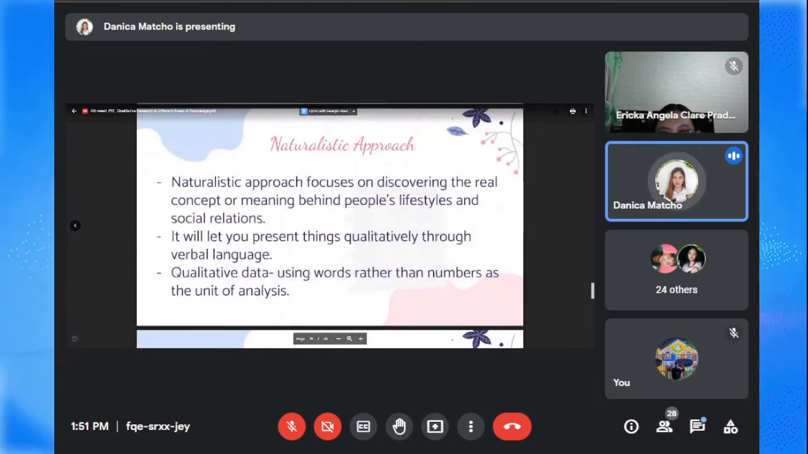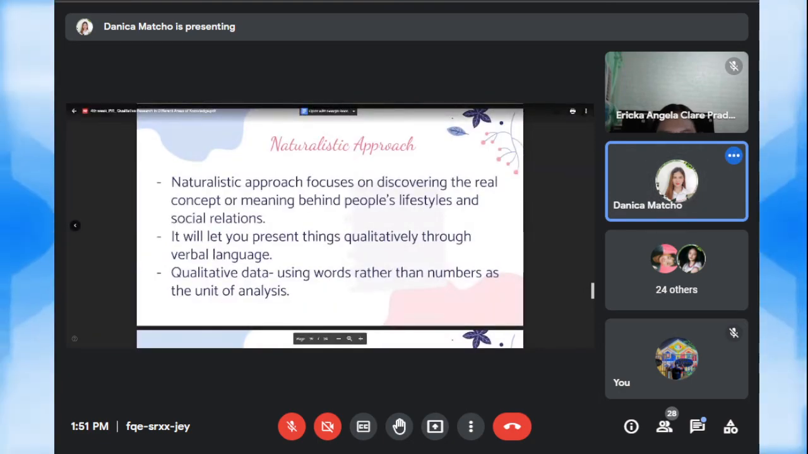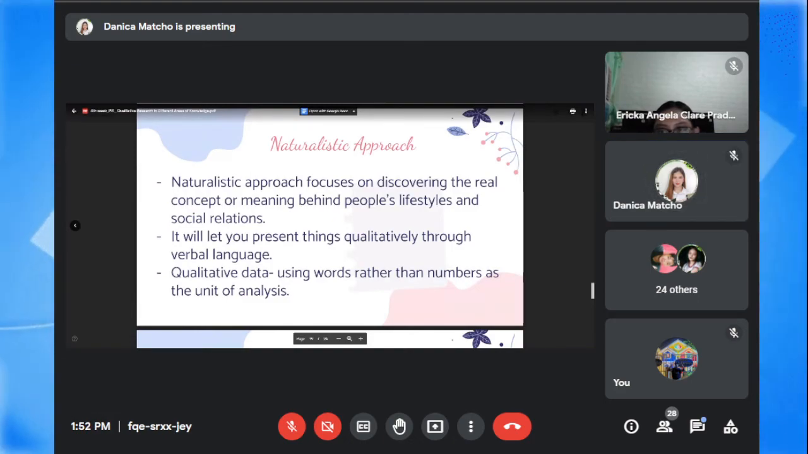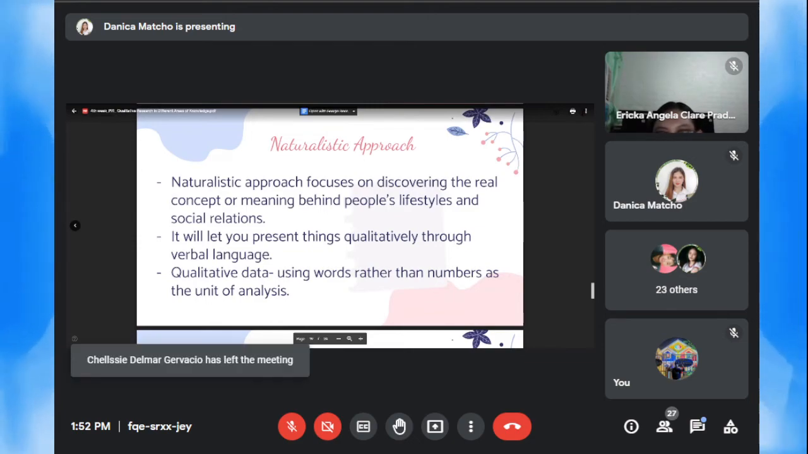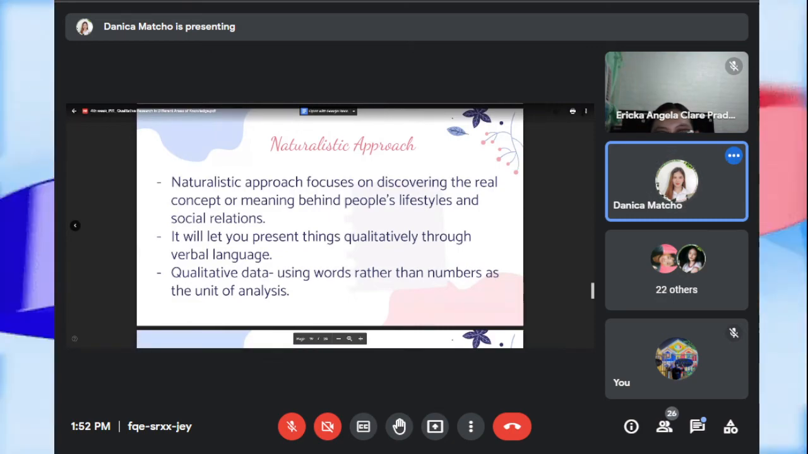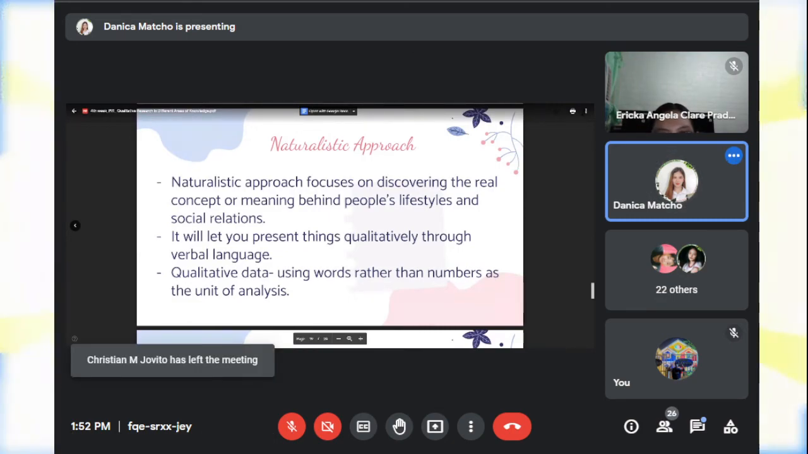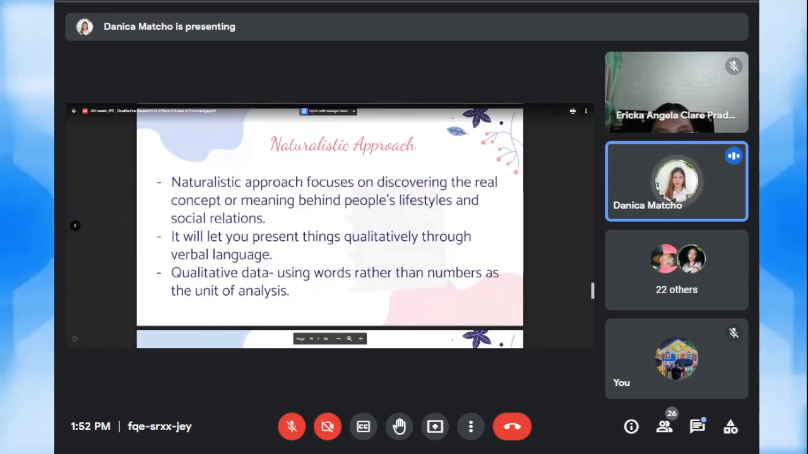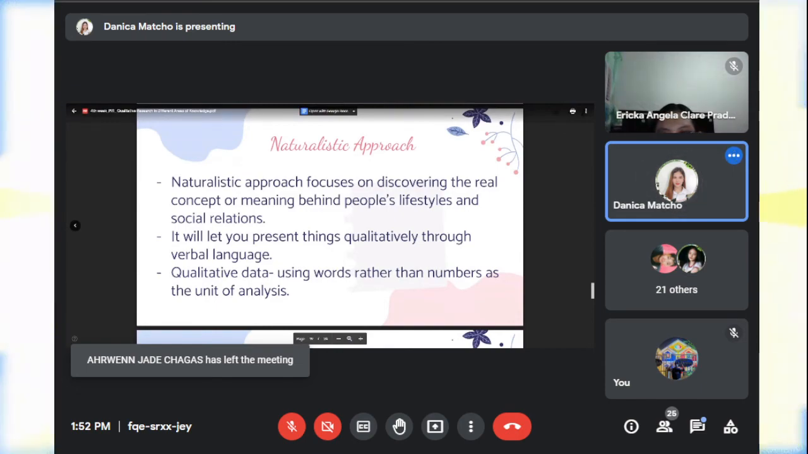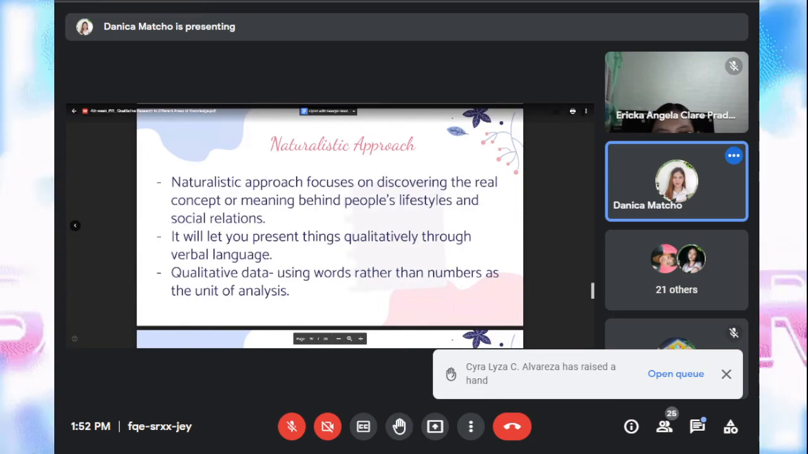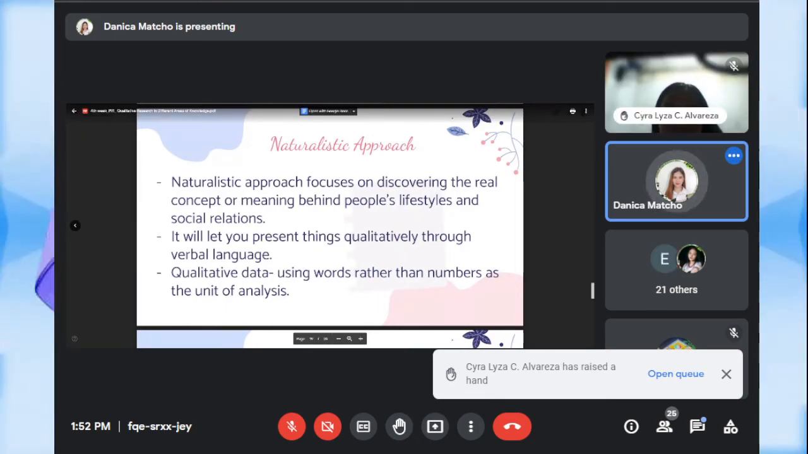Okay, another definition of naturalistic approach. Who would like to read? Or may I hear Chelsea? Okay, so she's gone. How about Justin Paul? Justin Paul, are you here? Are you with us? May galawang baso. Okay, wala rin siya. So, let's remove. Sige, Syra, can you please read?